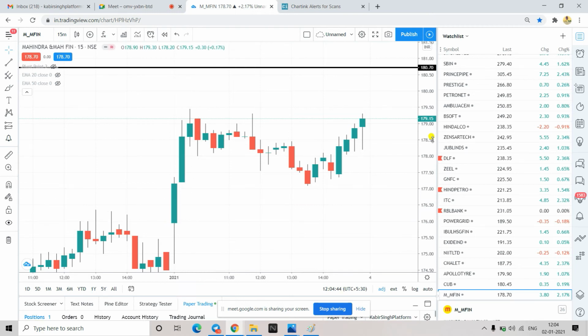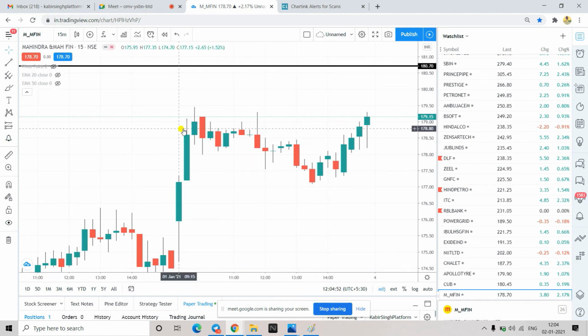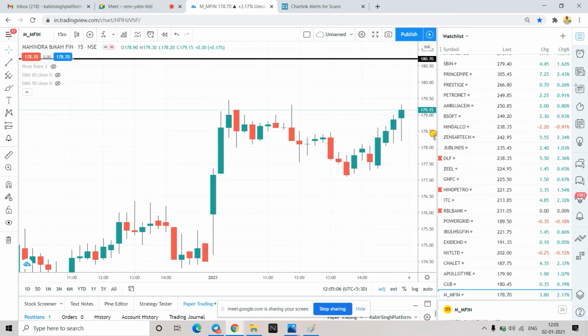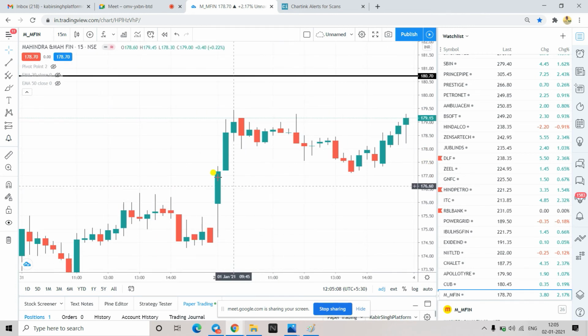But in this case it was completely sideways, so you did not get any target, and you will not get the stop loss also. Sometimes this will happen, because if the market does not have momentum, that time you will be stuck. So in those cases what happens, you try to close it at the best price and then look for another stock. That you can do. And if you would have taken an early entry, this is the open range here.